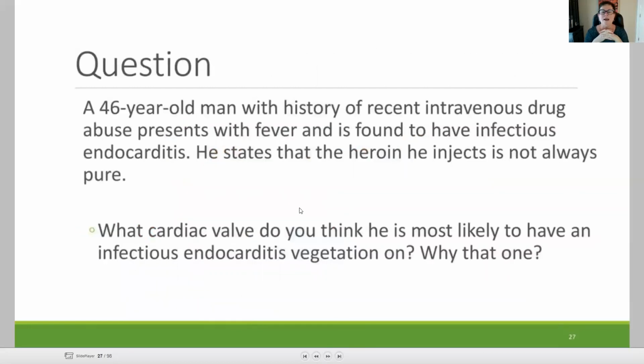So I like the question that Paula poses. A 46-year-old man with a history of recent drug abuse presents with a fever and is found to have infectious endocarditis. He states that the heroin he injects is not always pure. What cardiac valve do you think he is most likely to have an infectious endocarditis vegetation on? And why that one?